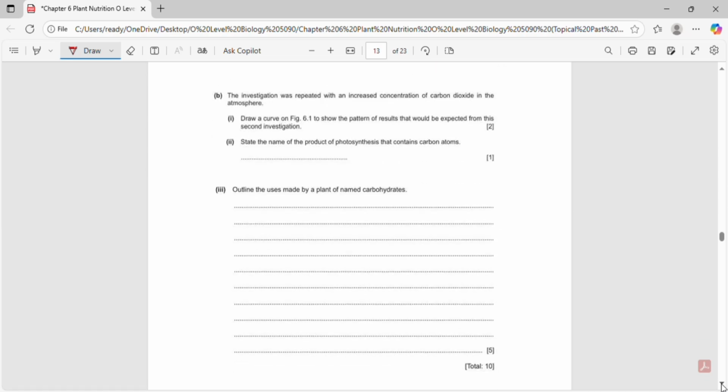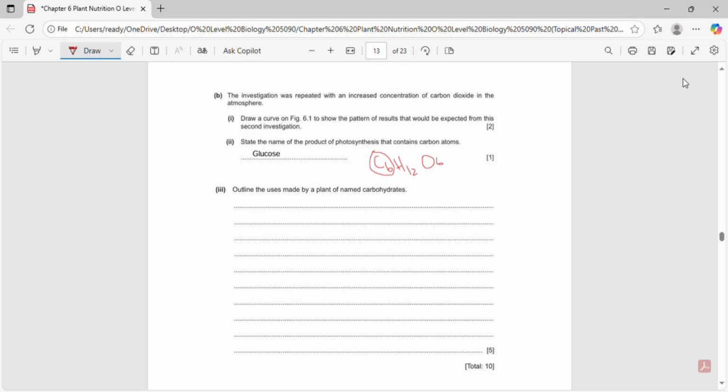Now moving on to the next part of the question, they ask us to state the name of the product of photosynthesis that contains carbon atoms. So here we will simply write glucose. Yes, glucose is the correct answer because it contains 6 carbon atoms. If you remember, the chemical formula of glucose is C6H12O6, which clearly shows that it includes carbon.